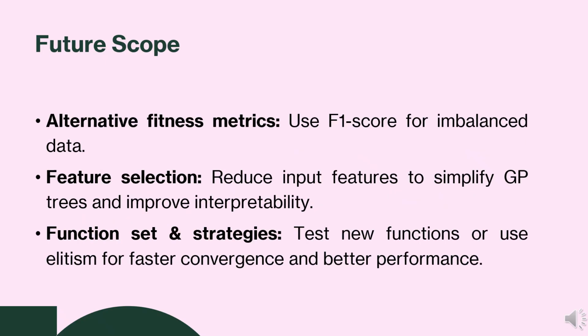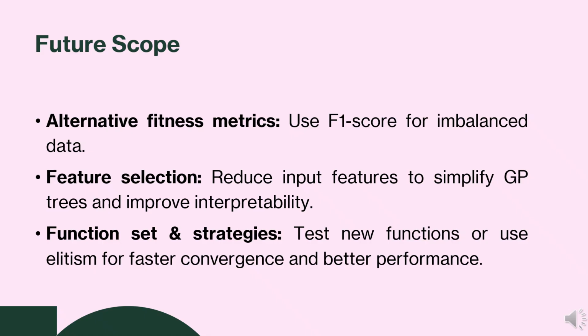Moving forward, there are several ways we can improve and extend this work. First, we can explore alternative fitness metrics such as the F1 score. Since datasets like income classification can be imbalanced, using the F1 score could help the model perform better on minority classes and produce more balanced predictions. Second, we can apply feature selection. By reducing the number of input features, we can simplify the GP trees, improve interpretability, and possibly reduce overfitting. Simpler trees also make it easier to understand how specific features influence the final decision.